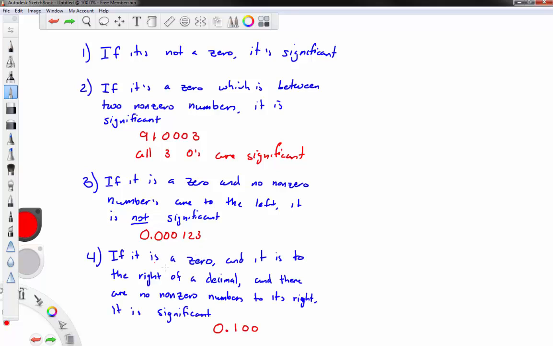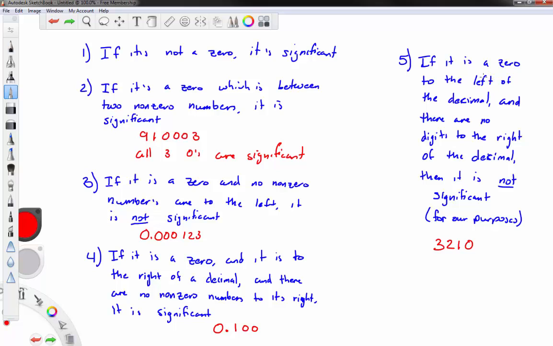Fourth, if it is a 0 and it's to the right of the decimal, and there are no non-zero numbers to its right, then it is significant. So 0.100. There's nothing to the left of this 0, so it's not significant. Here's a 1, which is to the left of these zeros, and these zeros are to the right of the decimal. They are therefore significant.